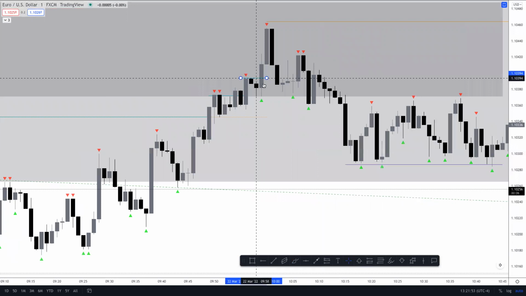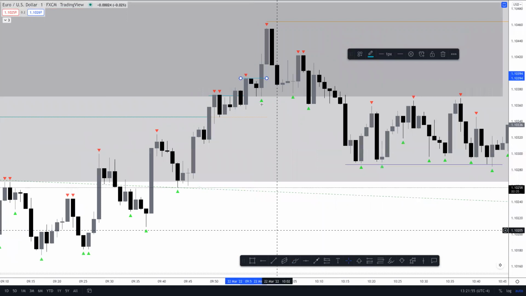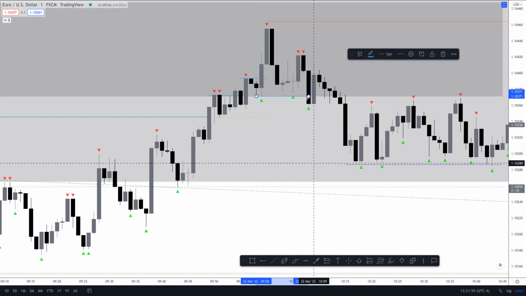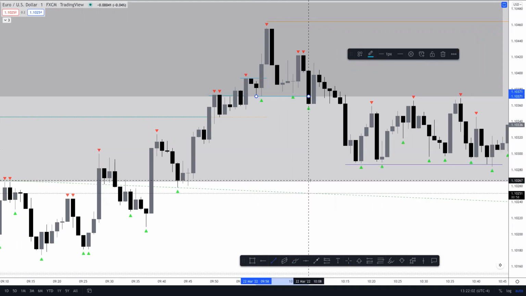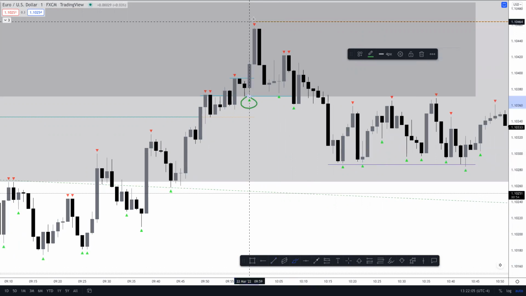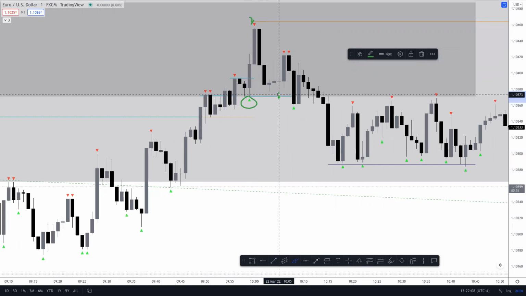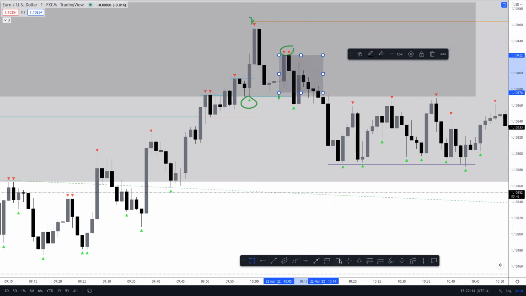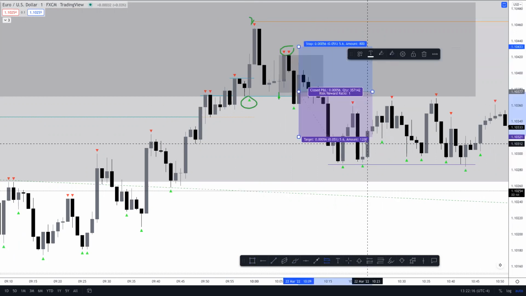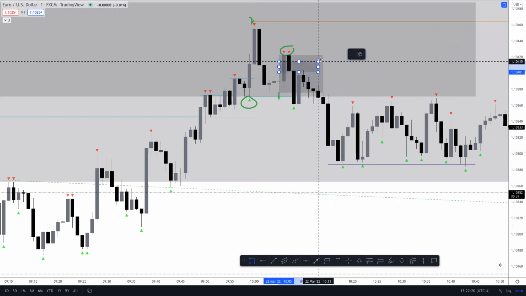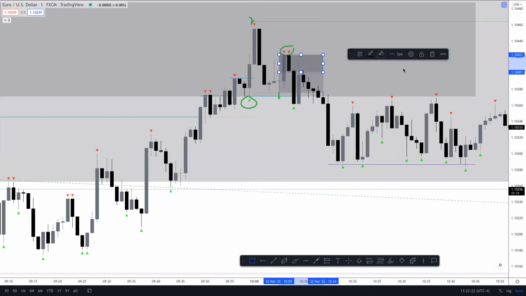Here's that upper fractal. Here's that sweep. We look to the fractal that it made to the downside. Here's that Koch, in which I was looking for that change of character. And then, like I always talk about, here's that external fractals. Here are these internal fractals here. Those internal fractals made this range right here. So you could have started entering as soon as we entered into that range. However, I decided to use this little M1 candle up here as my entry.